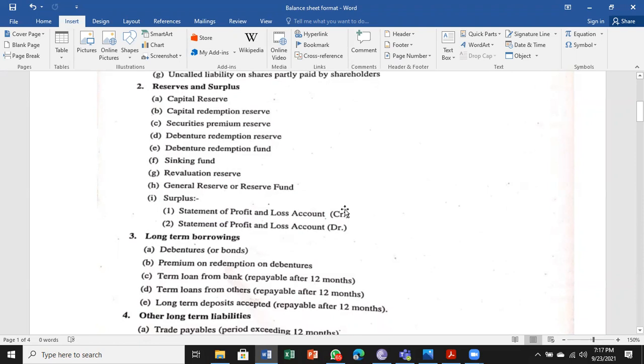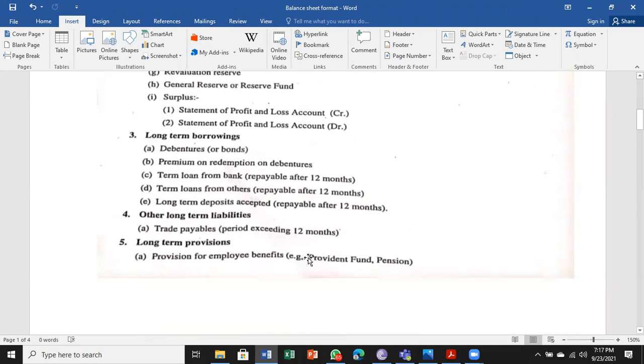Whether it's a profit or loss, it is taken here, but as per the rules, we have to take only the surplus. We cannot take a loss over here. We have to take only the surplus. Surplus means net profit after tax.